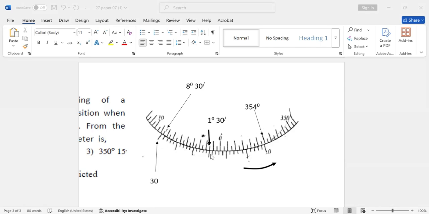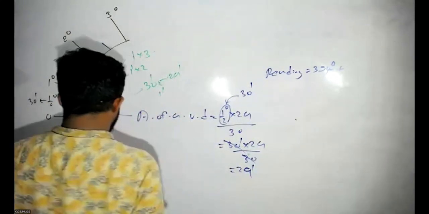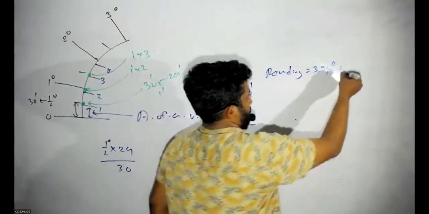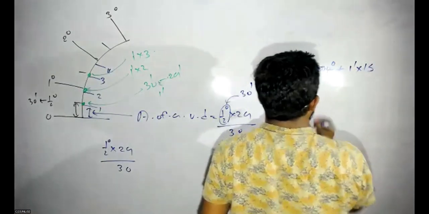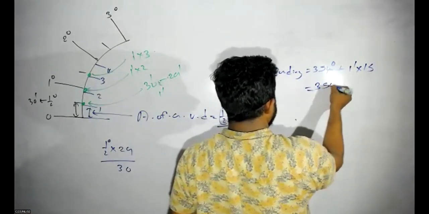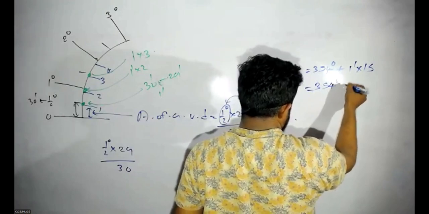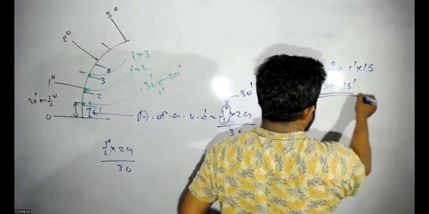Right, that is, there are 15 divisions, no? 1, 2, 3, 4. You can count from here to here. There are 15 gaps. Therefore, the reading should be 1 minute into 15. Then the reading is 354 degrees plus 15 minutes. This one is the answer.